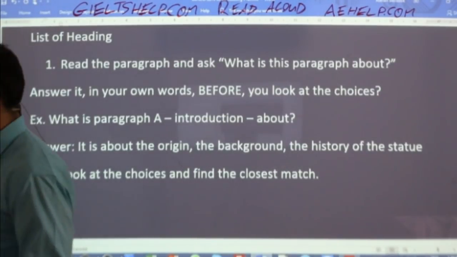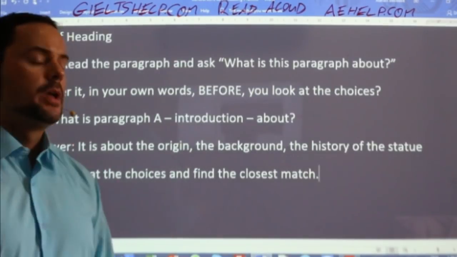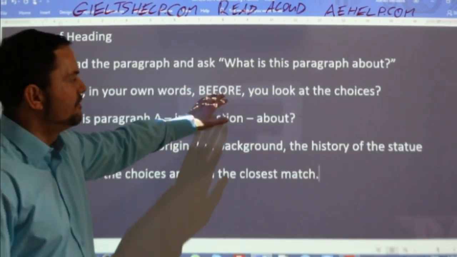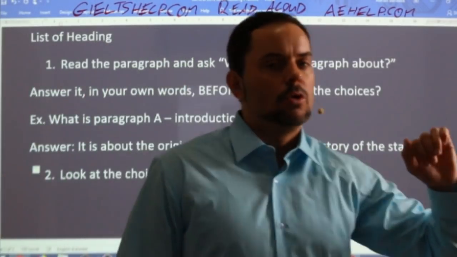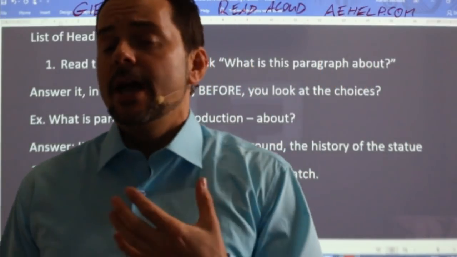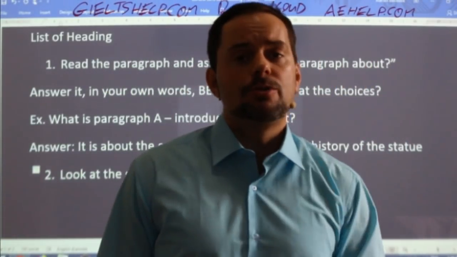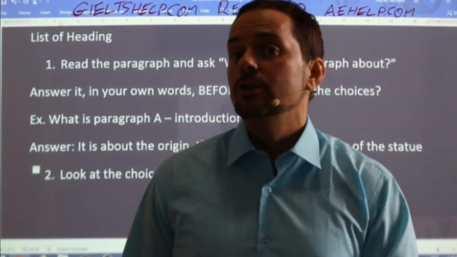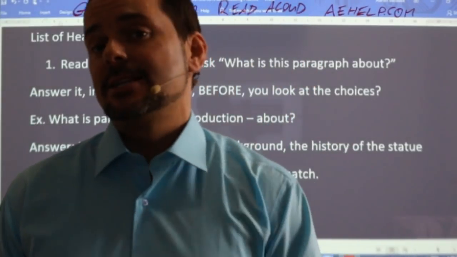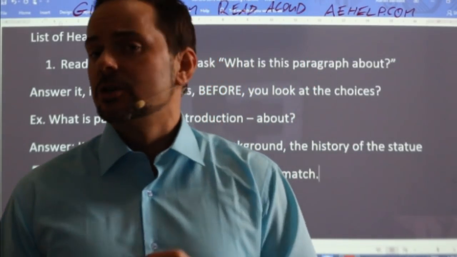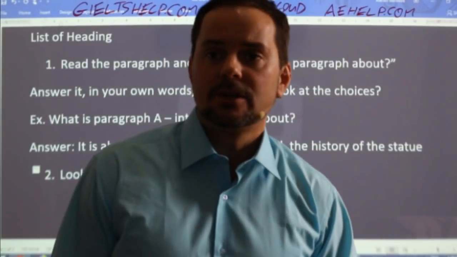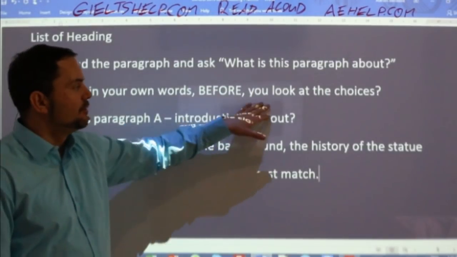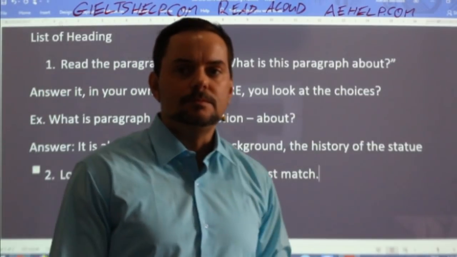Now, before we do that, students, just a real quick question. Why do I say that you should answer the question, what is the paragraph about, before you look at the choices? What's my logic? All the strategies that I'm showing you are exactly what I do in the real IELTS, or what I would do if I were to sit the IELTS tomorrow. I'm not teaching you tips or tricks that I wouldn't use to get a band 9. So why is it really important to think about that before you look at the choices? What's the logic there?